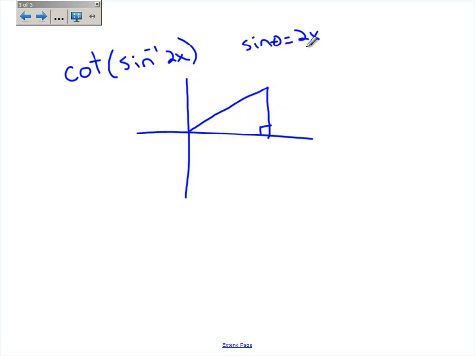And I'm going to think about this as 2x over 1. So I'll put my theta here. Sine is opposite over hypotenuse. And then here you need to think about the Pythagorean theorem. We have the adjacent side squared plus b squared equals c squared. So this adjacent side is the square root of 1 minus 4x squared.